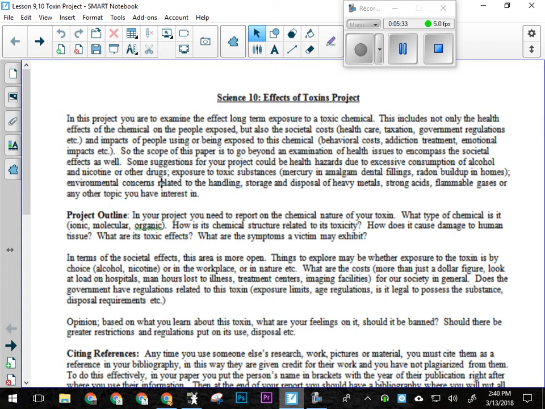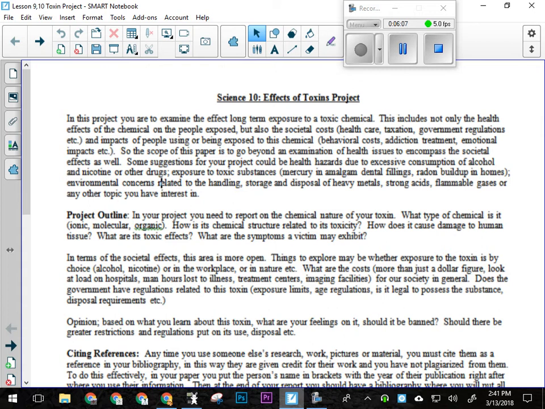So some suggestions for your project could be health hazards related to excessive consumption of alcohol and nicotine or other drugs. Exposure to toxic substances can happen in the workplace. If you work in certain environments, you could be exposed to, let's say, hydrogen sulfide. Anyone who works in the oil field has to take their H2S course, because hydrogen sulfide is a corrosive toxic gas that can be associated with lots of forms of petroleum and natural gas and things like that. It's very dangerous. You inhale it, it burns your lungs, and you can die. So these are things that you could be exposed to.